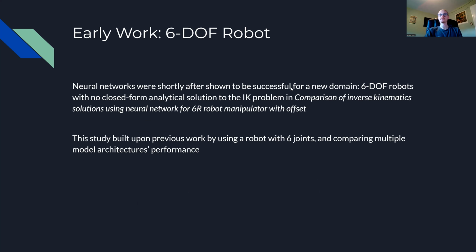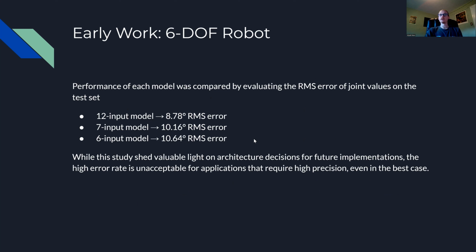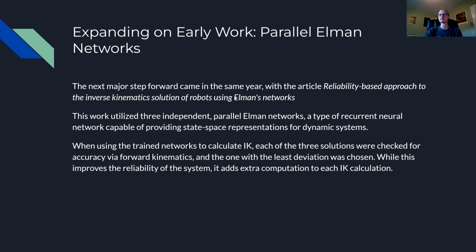This was later expanded to use a 6 degree of freedom robot, or a robot with 6 joints, and one with no closed-form analytical solution. It also compared multiple architectures' performance by changing how the orientation of the end effector is represented by the model. You can use a rotation matrix to represent this orientation. You can use Euler angles or an axis angle representation. Aside from that, the architectures were identical. And it turned out that although all of the models had relatively high error, the transformation matrix representation performed the best.